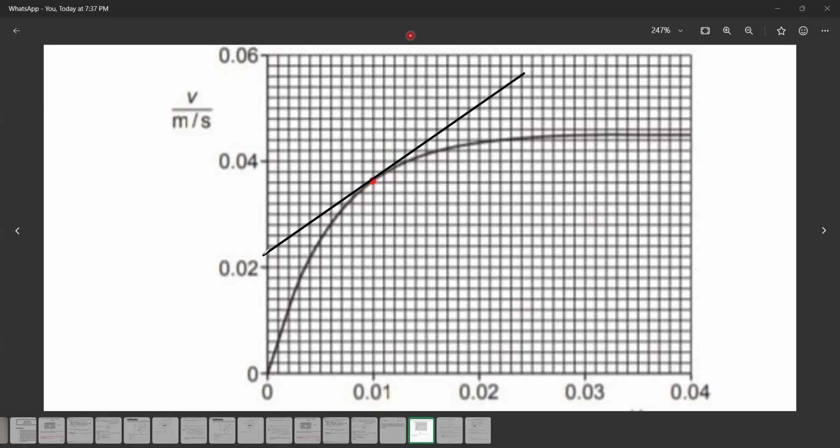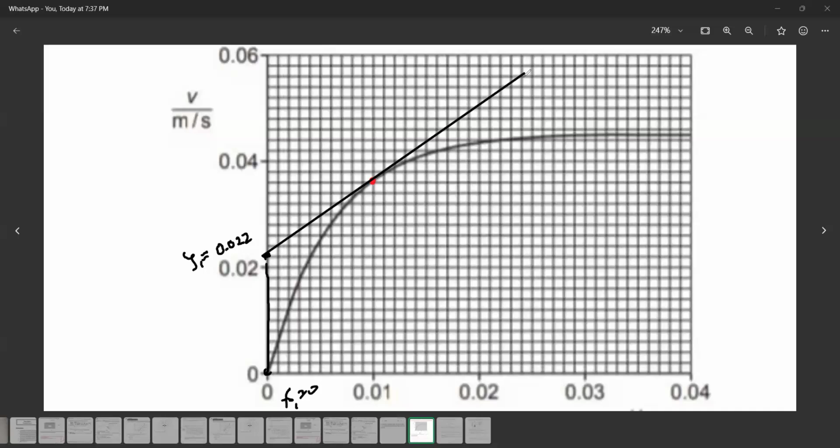So then we have to use a point. For example, the first point on the x-axis will be x1. The first point on the y-axis will be y1. So 10 boxes equals 0.02, so each is 0.002. So this will be 0.022.